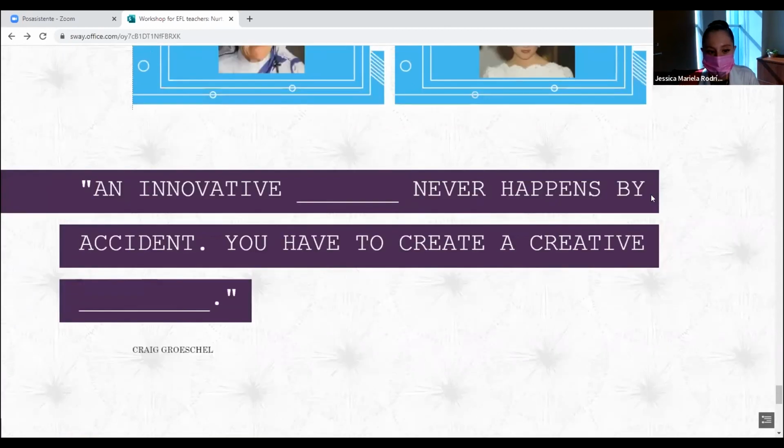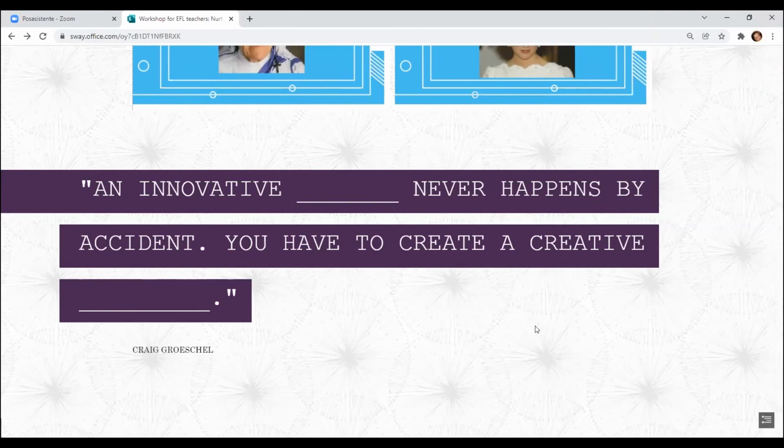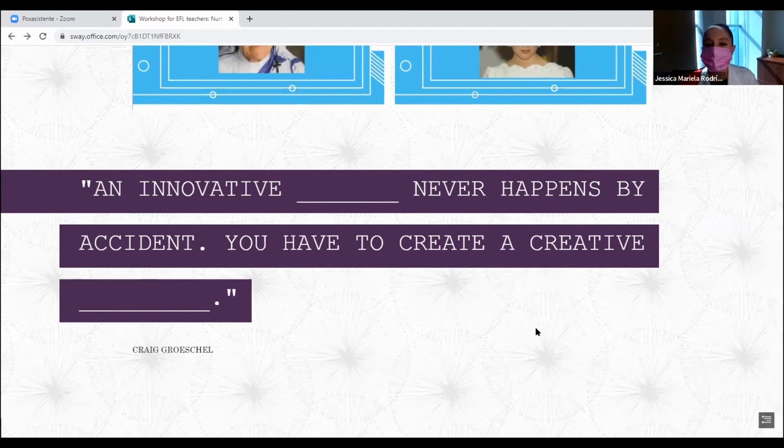And we are going to finish with this phrase by Greg Groeschel, and it says, an innovative blank never happens by accident. You have to create a creative blank. So who knows the word, or who wants to try a possible word in these blanks? It might be an innovative person never happens by accident. You have to create a creative mind. Okay, very good. It's correct.